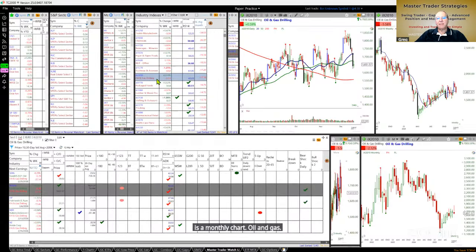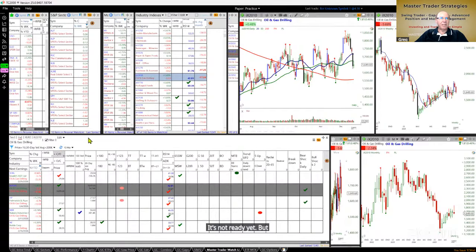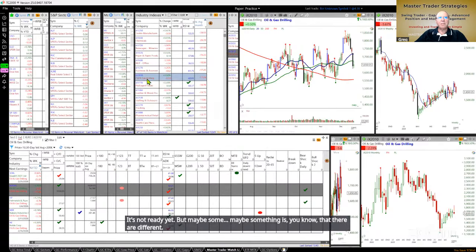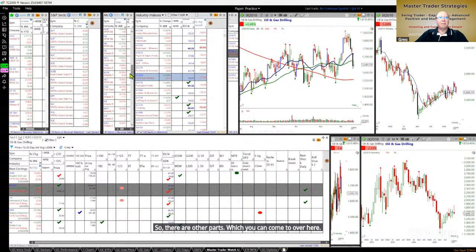Right? Oil's beaten down. Energy sector. Now, it's had some pretty nice advances, but overall, it's what I call a self-correcting uptrend against this big downtrend. Here's the monthly time frame. So as you put together these multiple time frames, which is an art in and of itself, it's not ready yet. But maybe something is. There are different parts. This is oil and gas drilling. So there are other parts which you can come to over here to find.